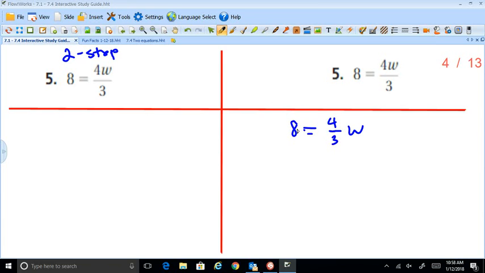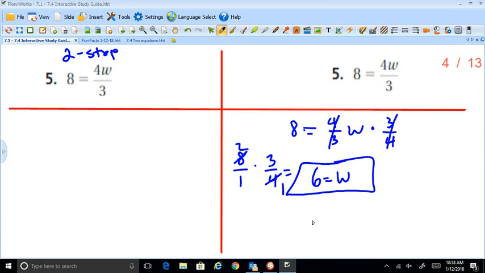So let me solve it this way. If I'm multiplying by 4/3, to undo it, I want to divide by 4/3. Well, when we divide by fractions, we really multiply by the reciprocal, which would be 3/4 in this case. So I have w on the right, and simply I have 8 over 1 times 3/4. Cross simplify, and that gives me 6. So w must be equal to 6.